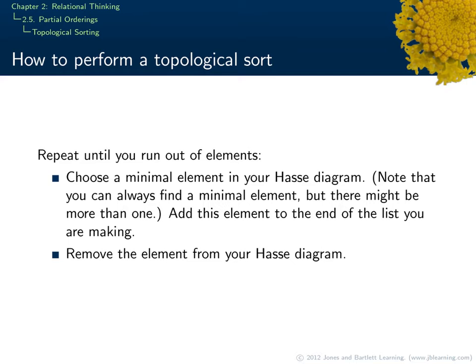So to form what's called this topological sort, that is putting the elements into some sort of reasonable order, we just choose any minimal element in our Hasse diagram, and we add this element to the end of the list we're making, and then remove that element from our Hasse diagram, and then we repeat step 1 and then step 2 again and again until we're out of elements.